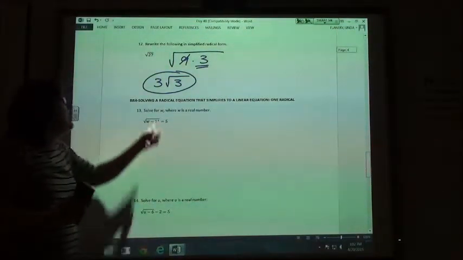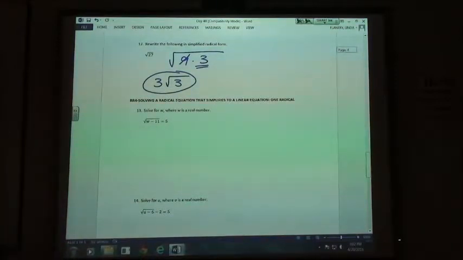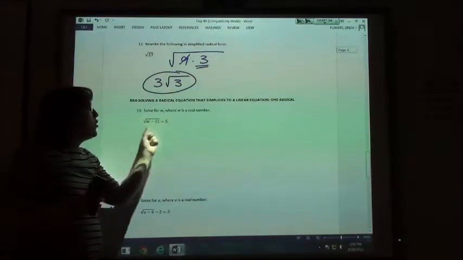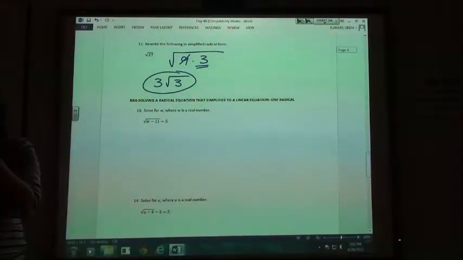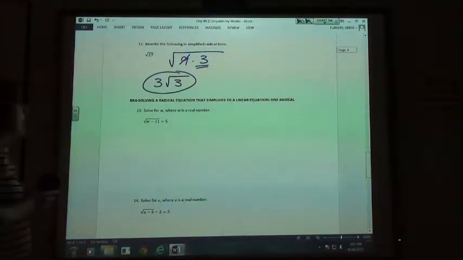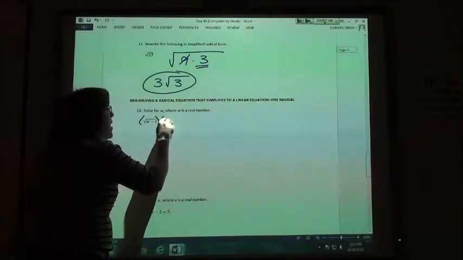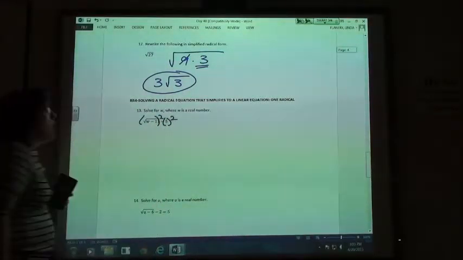13, 14, and 15, we are solving a radical equation. Going to have square roots in these ones. If I have a square root in the problem, I want the square root term to be by itself. It is on this problem. And to get rid of the square root, I do the opposite, which is squaring. So I'm going to square both sides of my equation.